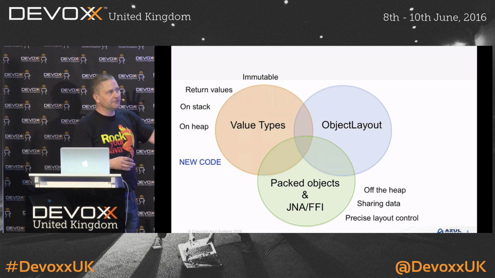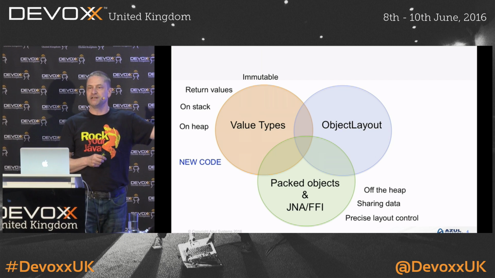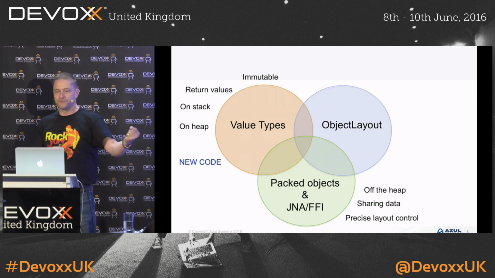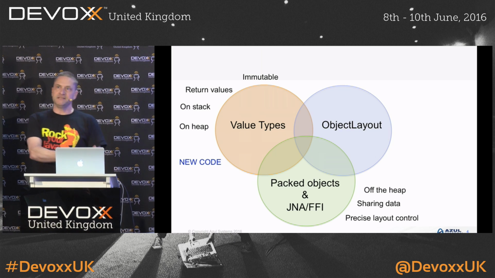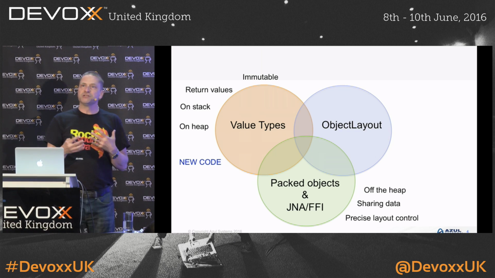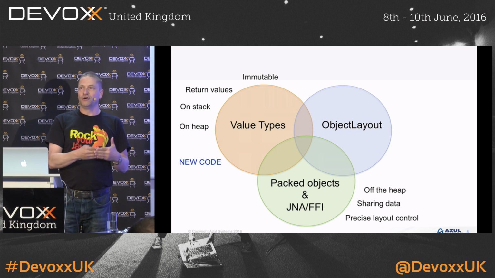If we look at packed objects and foreign function interface, this is a different sort of thing. This is actually about dealing with things off the heap. We're dealing with a way of communicating with native code, with data which might be stored outside of the heap. It's about sharing data between that native code and the Java code. And it's also about having very precise control of the layout of the data.